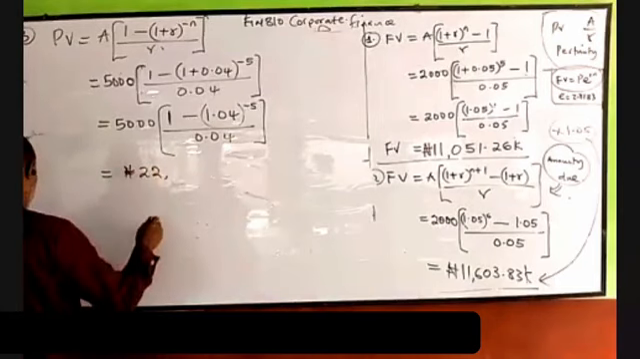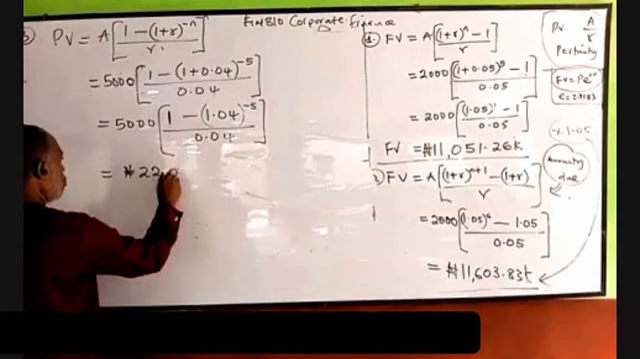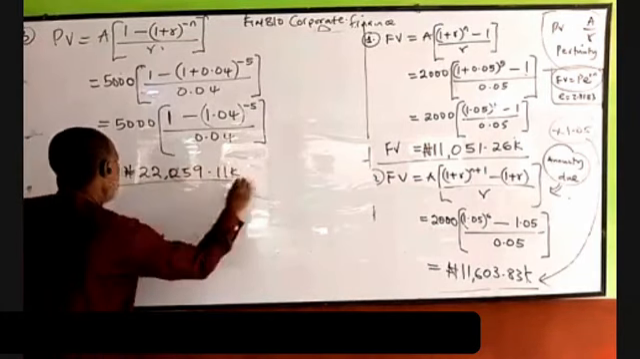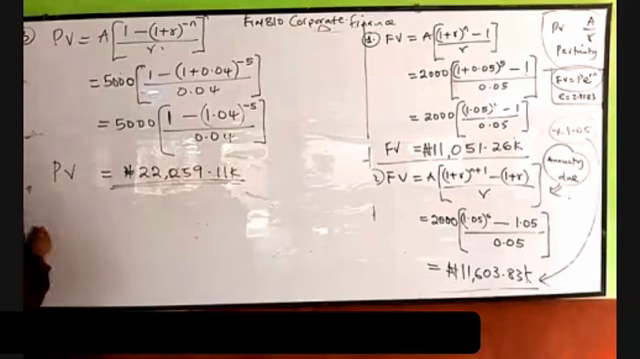So 22,591.1? Is that okay? So this is our present value. This is number 4 now. We are talking about present value of what?